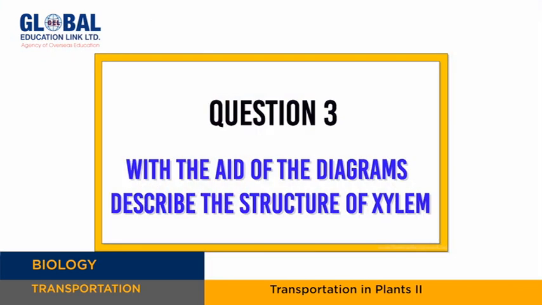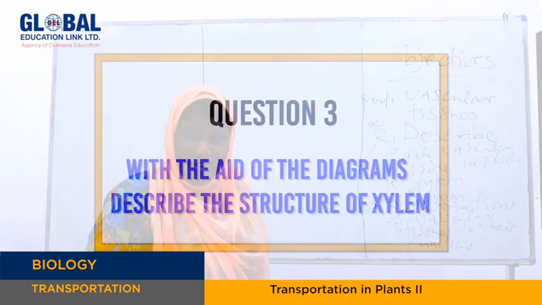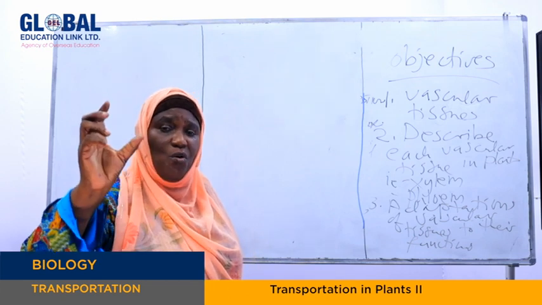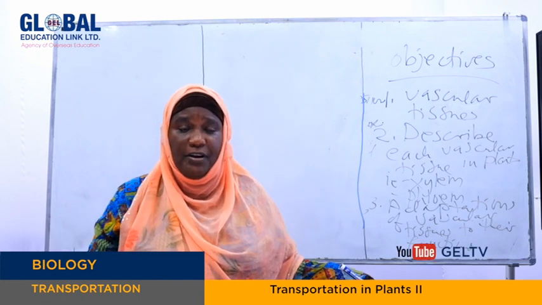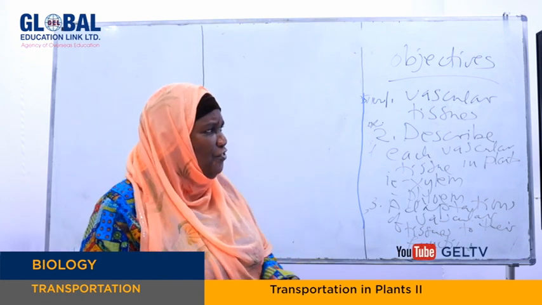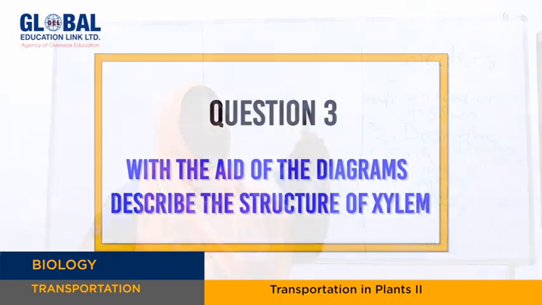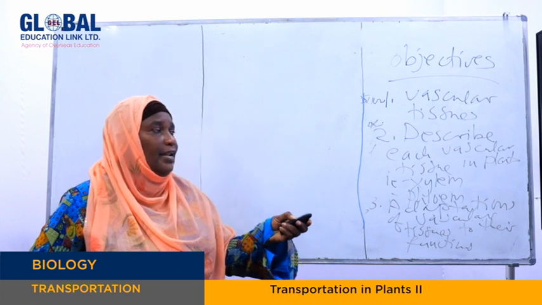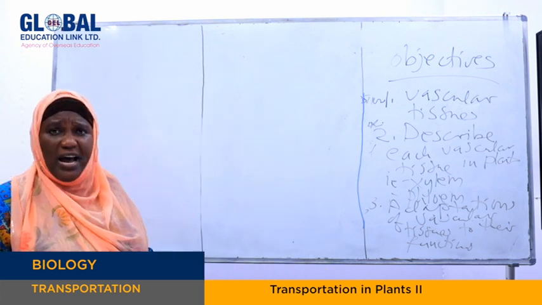It means diagrams are necessary. You should use diagrams in making description. Mind you that sometimes you may make description of something without using diagrams, like question number 2. But for the case of question 3, diagrams should be used in making description. Therefore, I give you that question as a homework. After my presentation, you will sit down and try to describe the structure of xylem with the aid of diagrams. Okay, let us now go to question number 4.